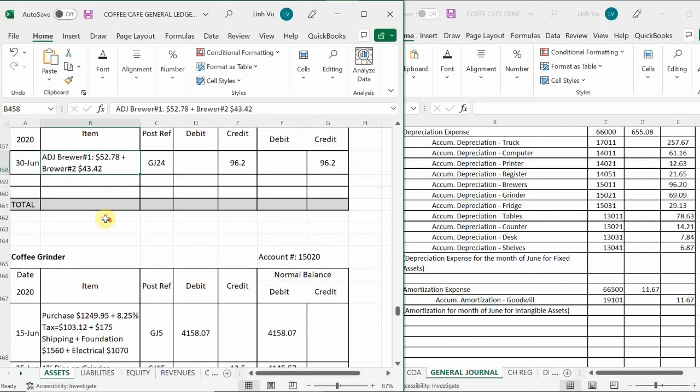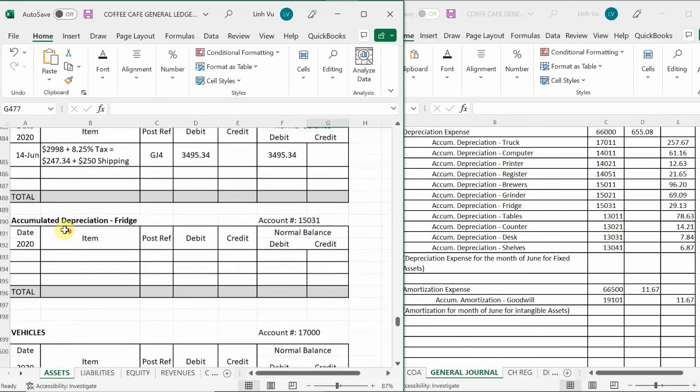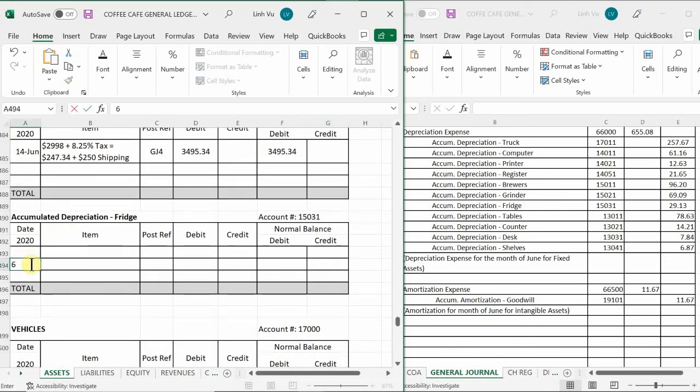Okay. And then your refrigerator. Oh wait, sorry, grinder first. Yes. 630 adjustment, page 24. Credit of 69.09. Then the refrigerator. Yes. 630 adjustment, page 24, credit of 29.13.